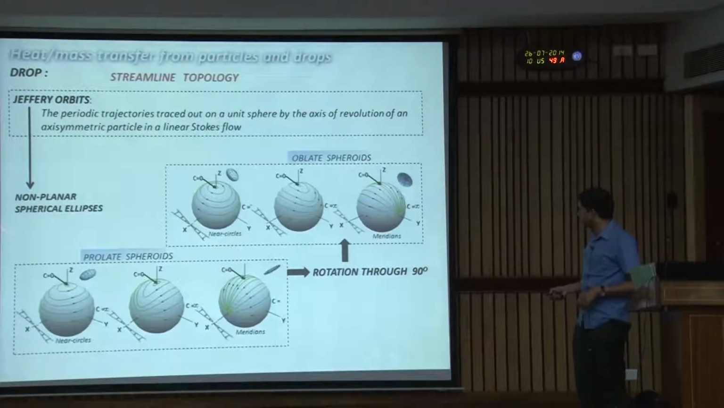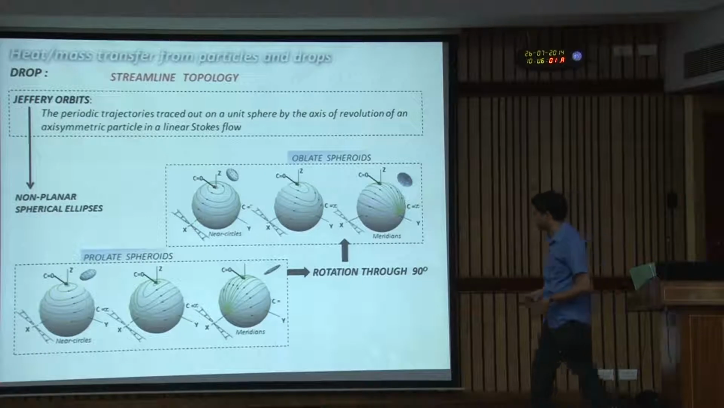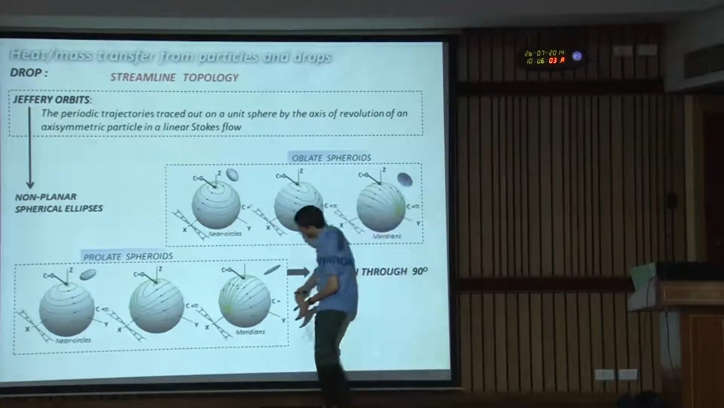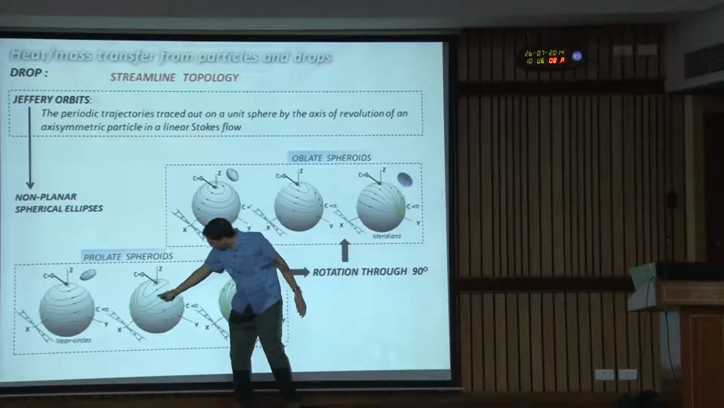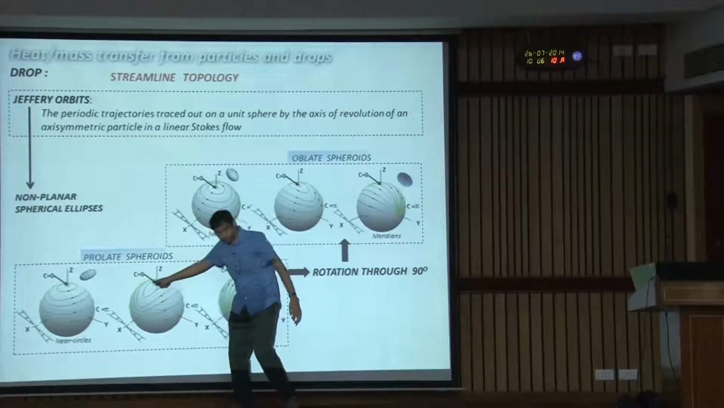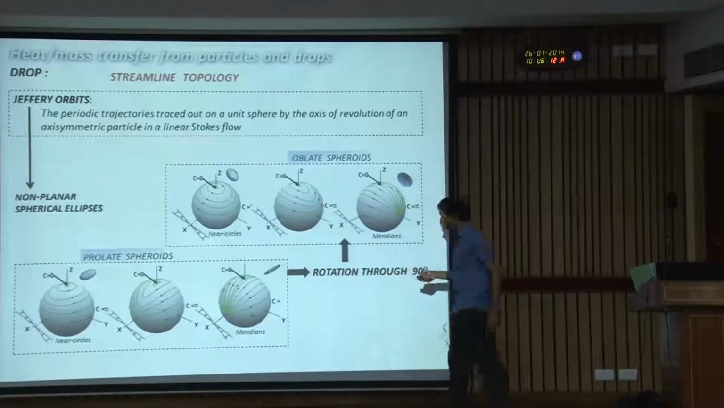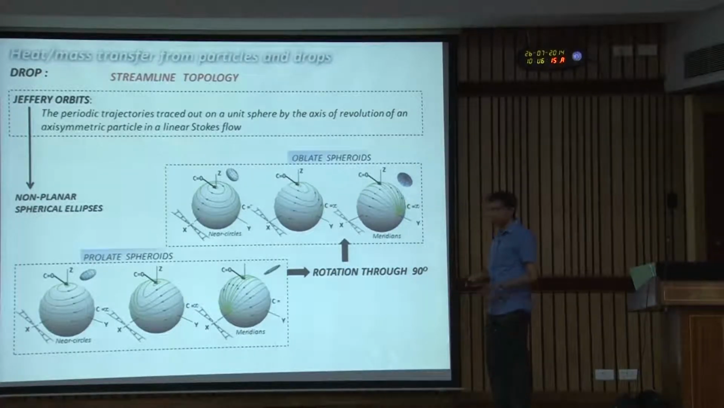If you stretch it out, you get a prolate spheroid, which is like a rugby-shaped object, and if you flatten it out, you get an oblate spheroid, and both of these rotate in Jeffery orbits. Okay? So, you can see that this is the simple shear flow, and you have the Jeffery orbits like that. So, that is again the C equals 0. So, C equals 0 is just the spheroid spinning about its axis of revolution.